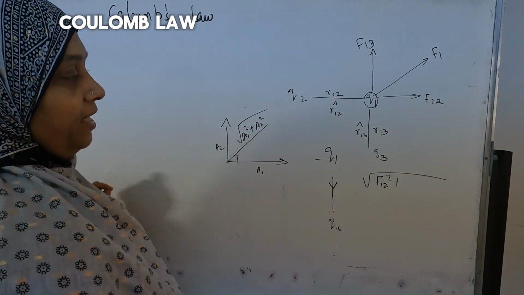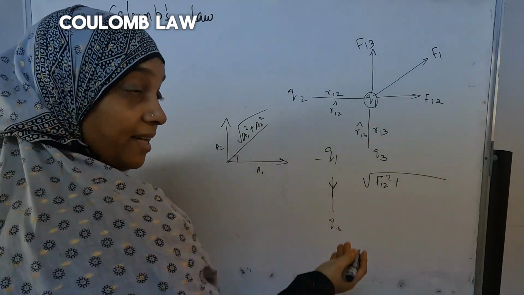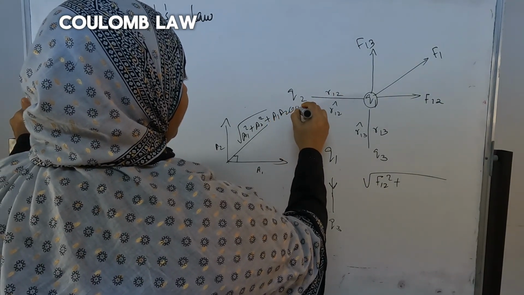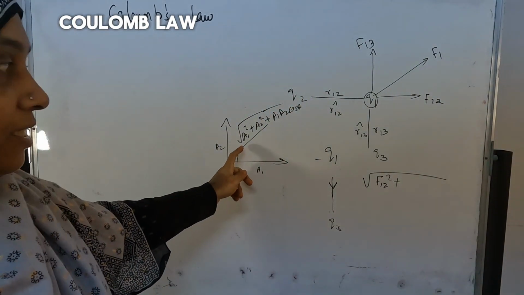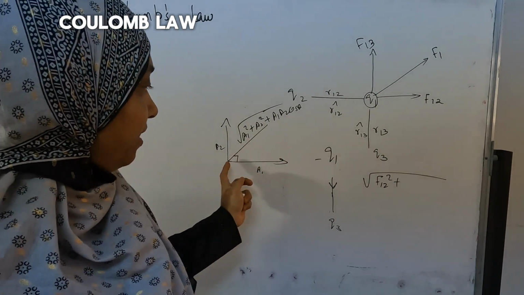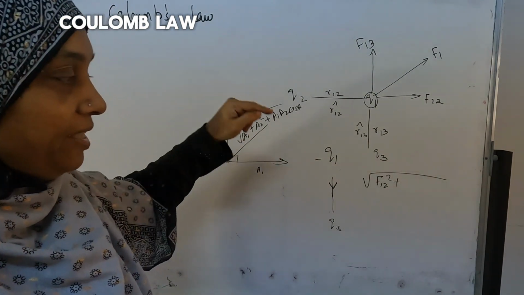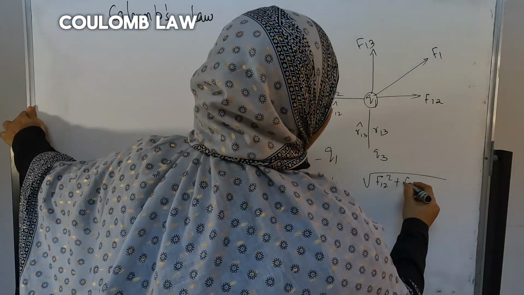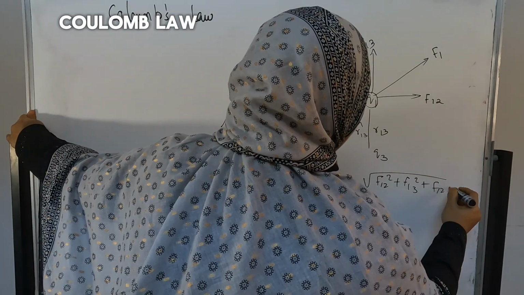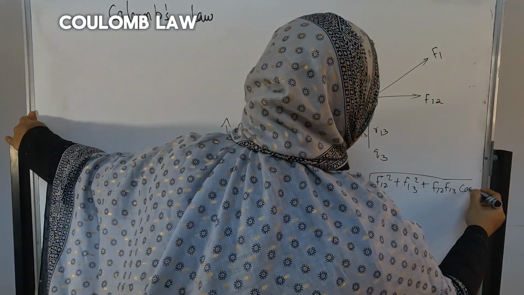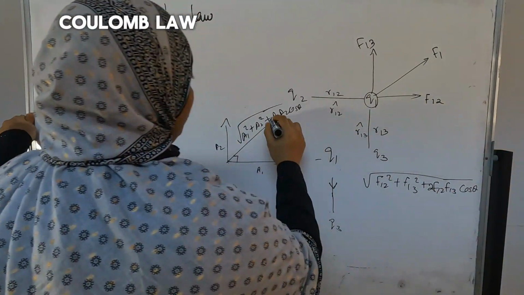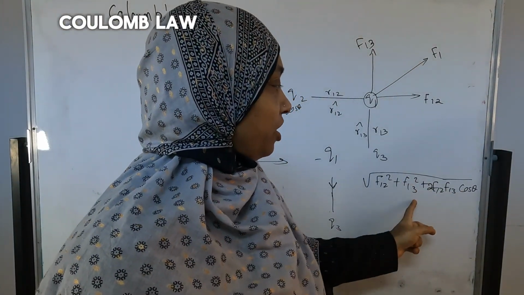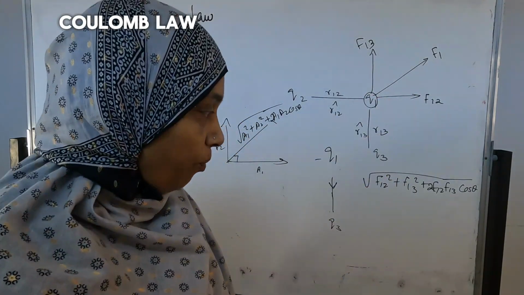If it is 90 degrees. If it is at some other angle, then we will use A1, A2 cos theta. So this is the net force acting, the net vectors property that we studied. Here also we are going to use F12 square plus F13 square plus 2 F12 F13 cos theta. Cos theta, what is the angle? Based on this we will calculate. This is the superposition principle.